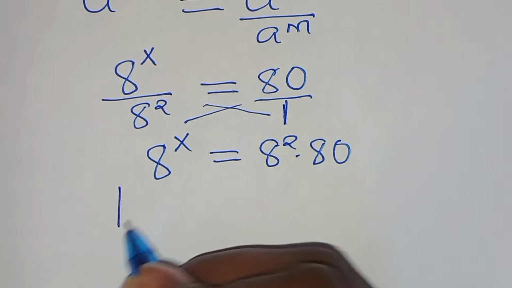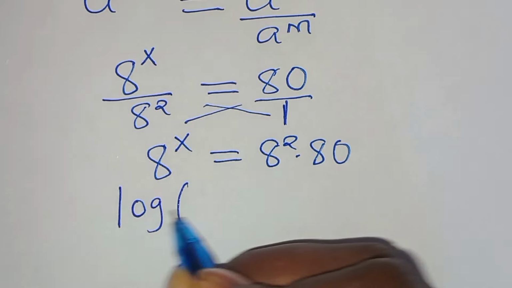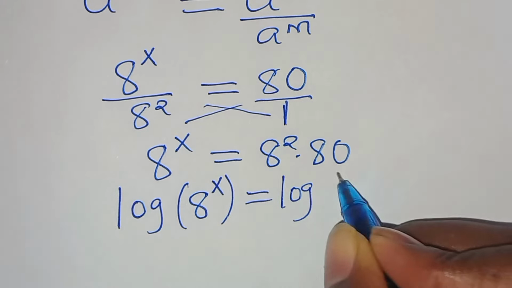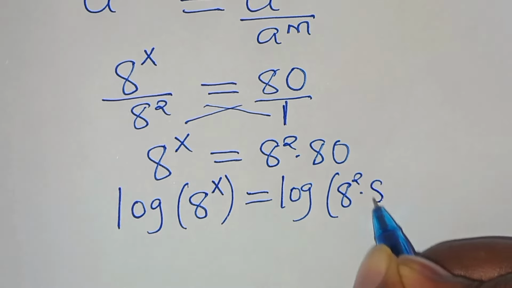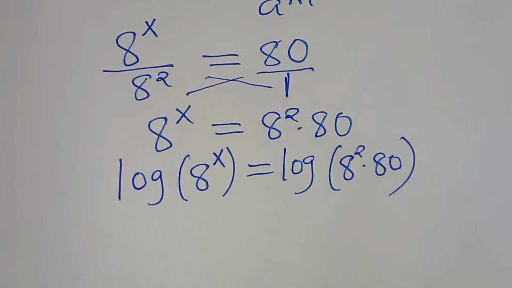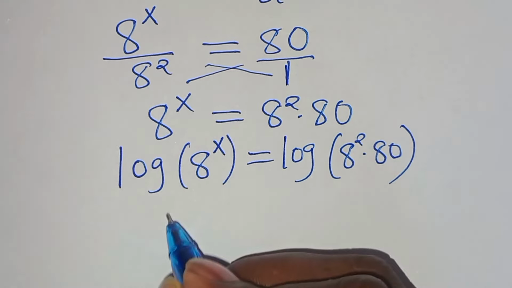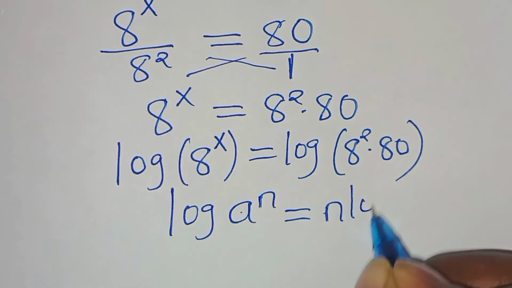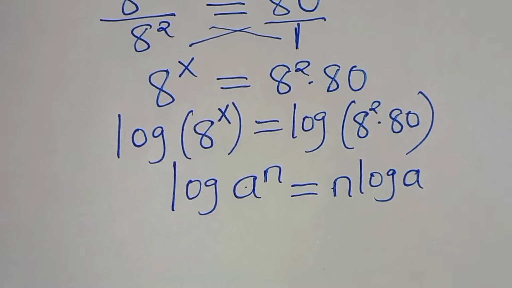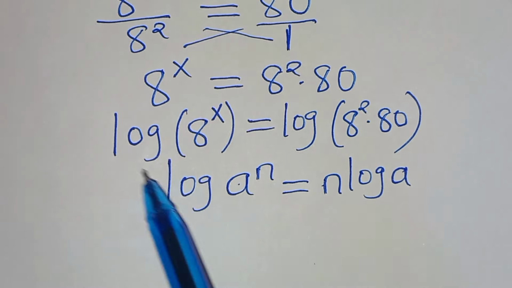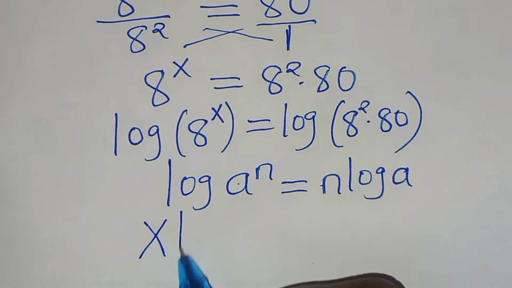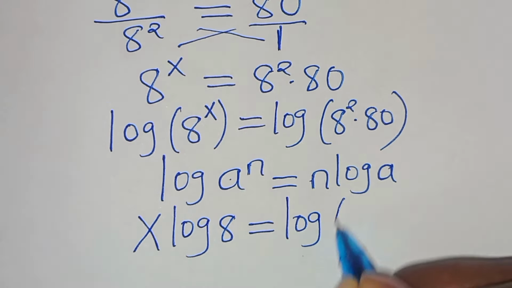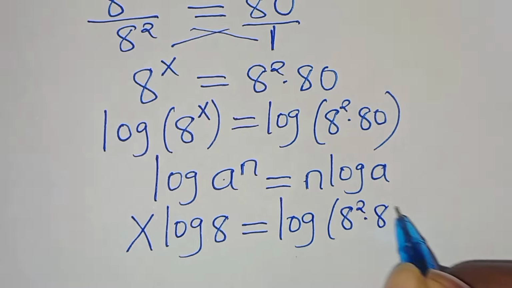To solve for x here, we introduce logarithm on both sides so that we have log 8 to the power of x. This is equal to log 8 to the power of 2 times 80. The next step is that log 8 to the power of x, this is in the form of log a to the power of n, which we can express as n log a. Applying this power rule property of logarithm, then log 8 to the power of x can be expressed as x log 8. This is equal to log 8 to the power of 2 multiplied by 80.